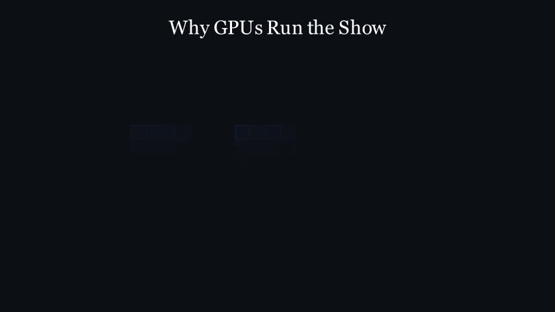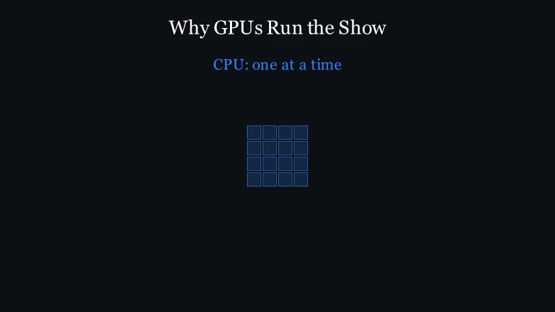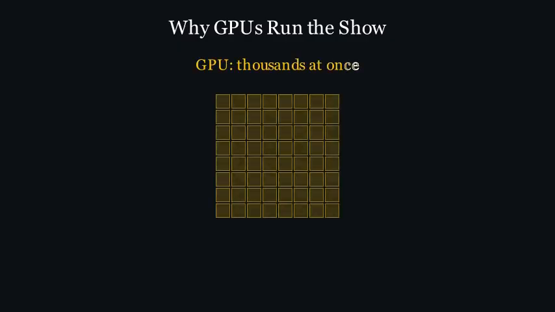All of those vectors get combined using one operation over and over, matrix multiplication. A CPU does this one calculation at a time. A GPU does thousands at once. That's the entire reason AI exploded in the last decade. Hardware built to render video game pixels turned out to be perfect for this math.